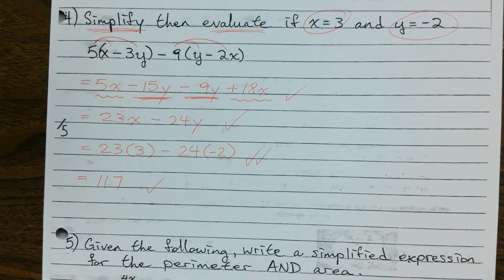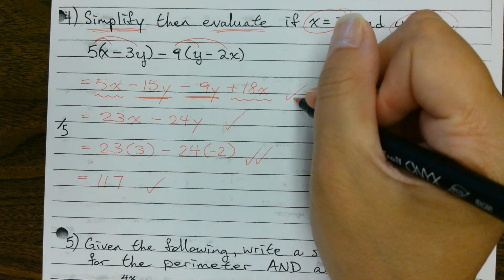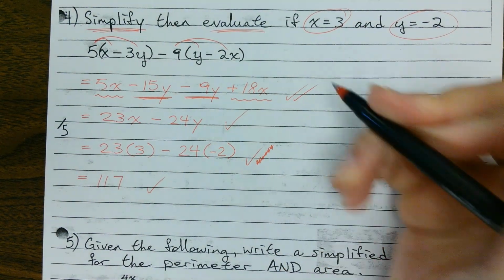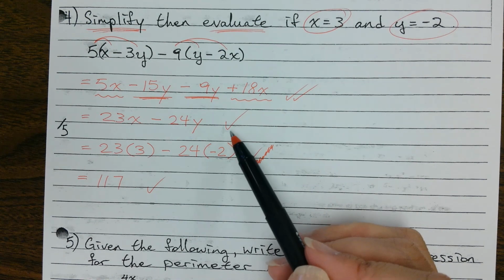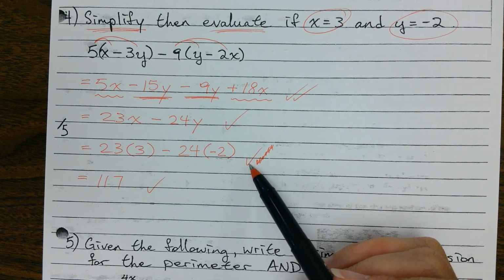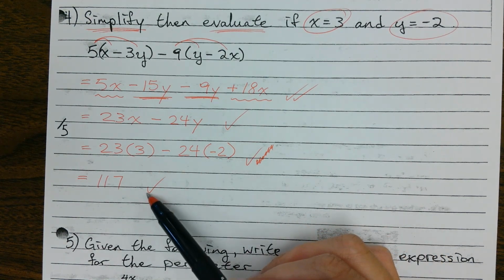So 1 mark, 2 marks, 3, 4, 5. Something like that. Actually, no. 2 marks for the expanding, 1 mark for simplifying, 1 mark for the substitution correctly, and 1 mark for the final answer.